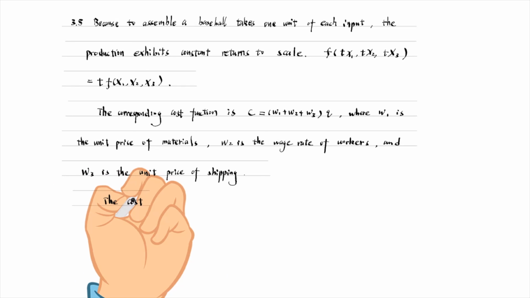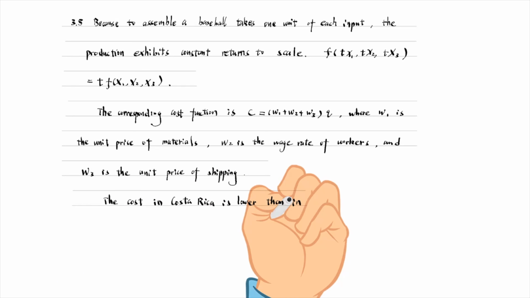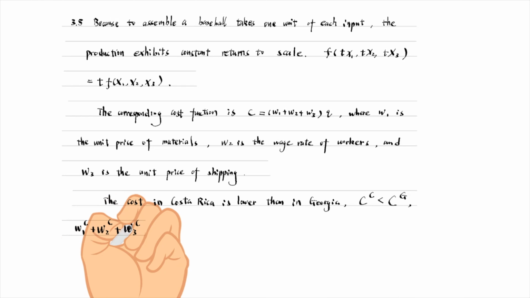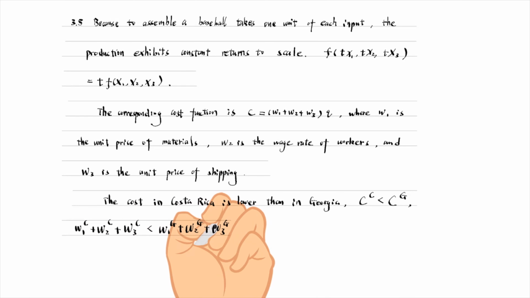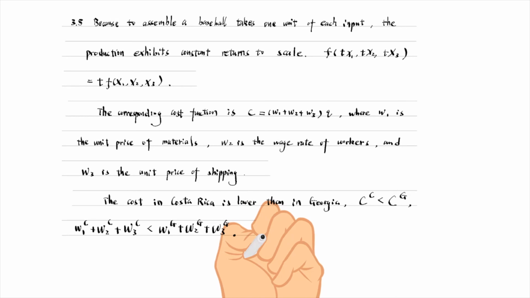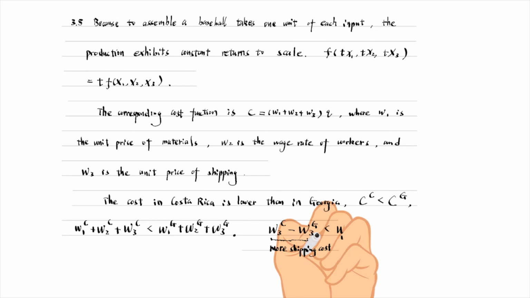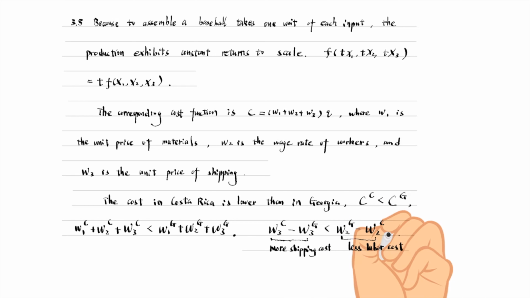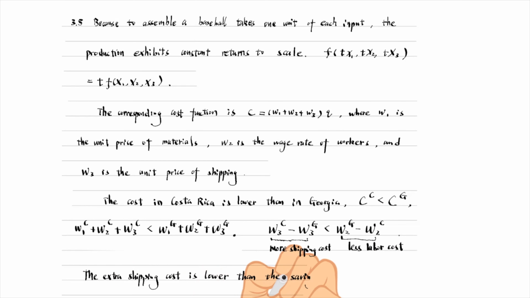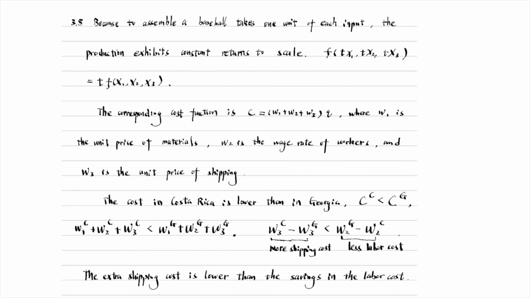We know that the production cost in Costa Rica is lower than in Georgia. The materials used cost the same in any location, so W1 is identical in either place. The shipping cost from Costa Rica is higher than from Georgia, but the extra shipping cost is lower than the savings in the labor cost.